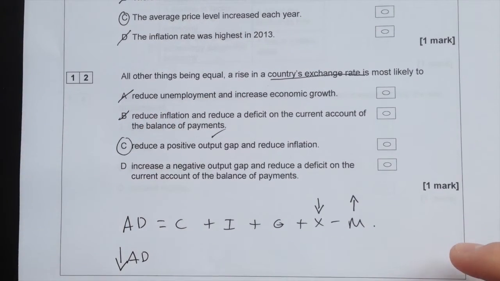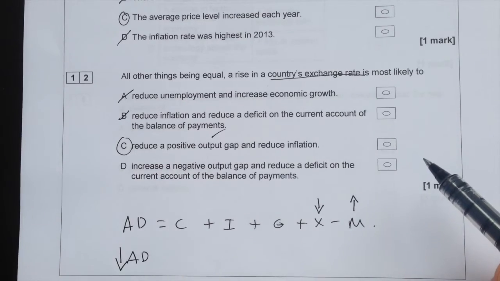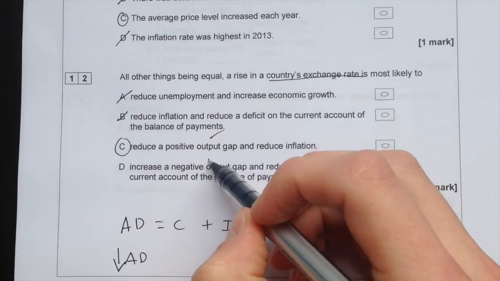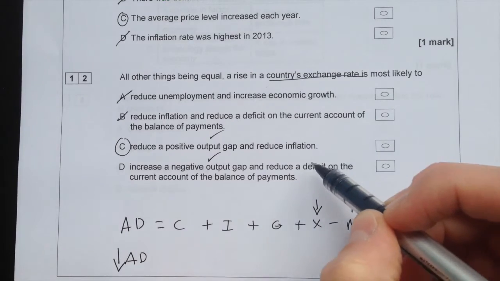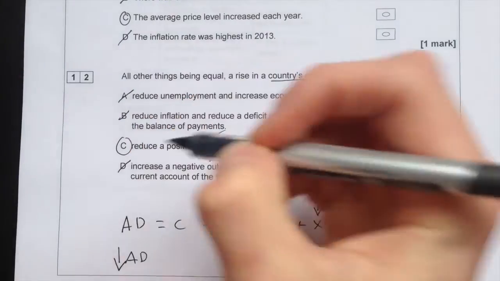D, increase a negative output gap and reduce a deficit on the current account of the balance of payments. It could increase the negative output gap, but it will increase the deficit. It will not reduce it. So it's not that. So the answer to that one is C.